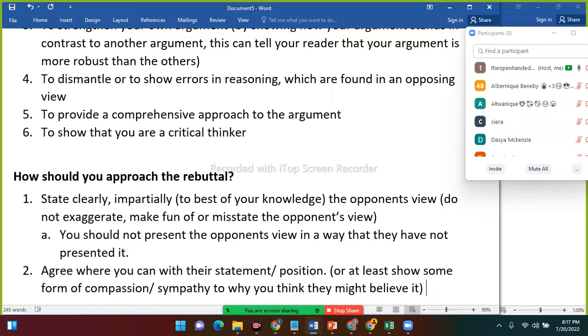You might agree with them. If you only agree with them 1%, state, I agree with them to an extent, or there's an extent to which I agree with them, or, their point is warranted to a certain extent, and you could explain why. But you don't want to go too deep into it because you don't want to essentially say you agree with them, but agree where you can.